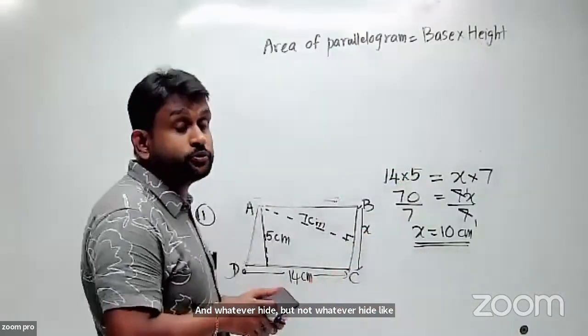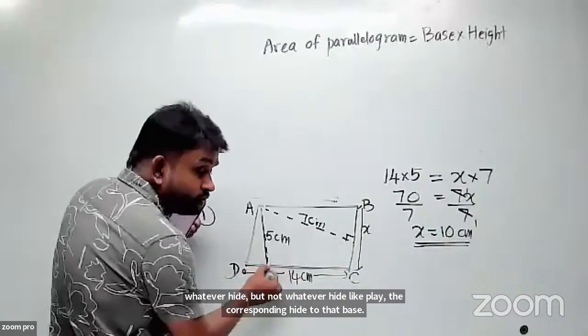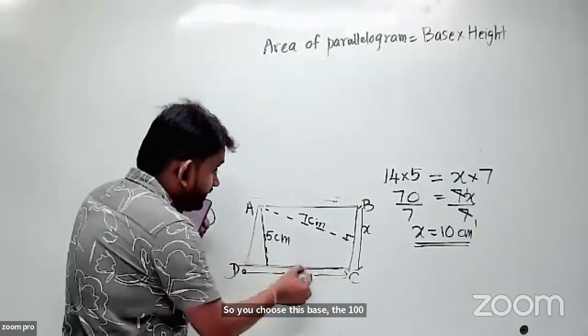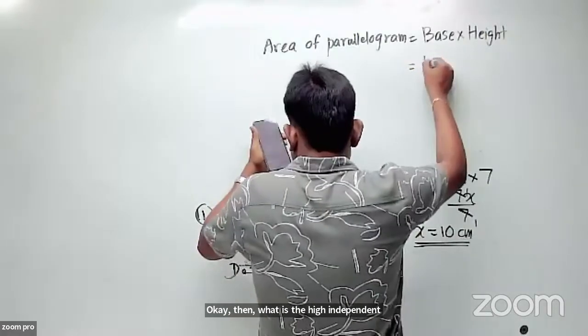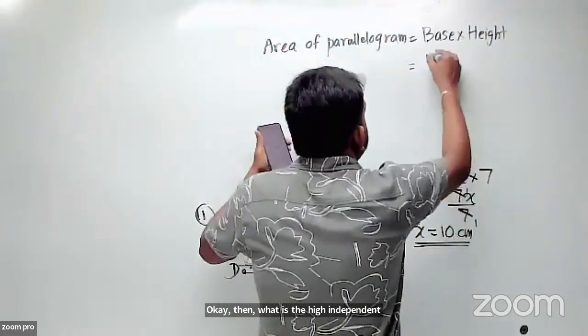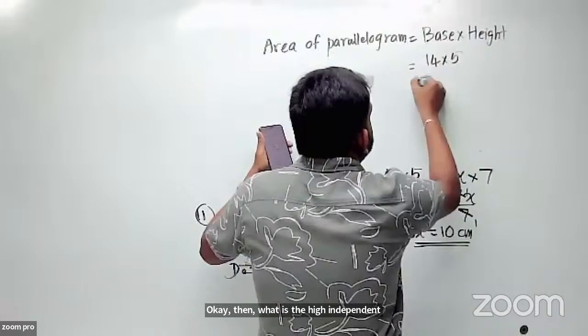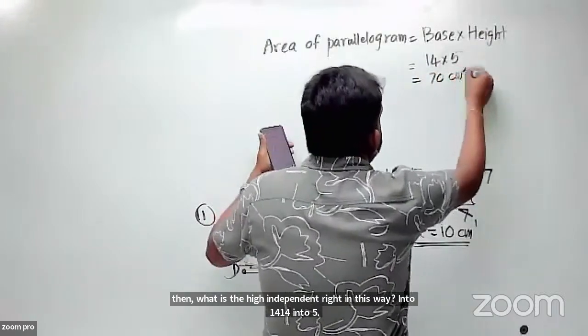Okay, so you choose this base. Then what is the height? 5. And you can write it this way, 5 into 14, 14 into 5. You take the answer, 70 square centimeter.